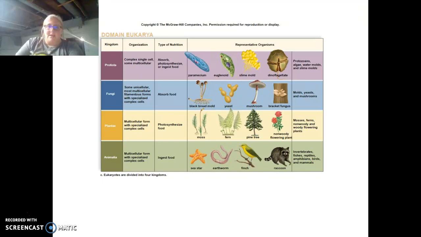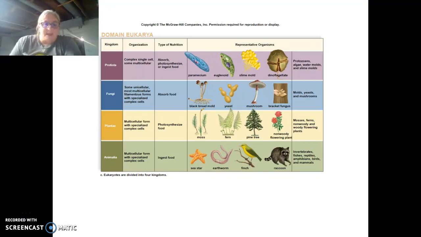Algae have been put into their own group, so they're no longer considered protists either. Algae are in the group algae. And I believe dinoflagellates fall under the algal group now. But they are photosynthetic organisms as well. They can be unicellular or multicellular.